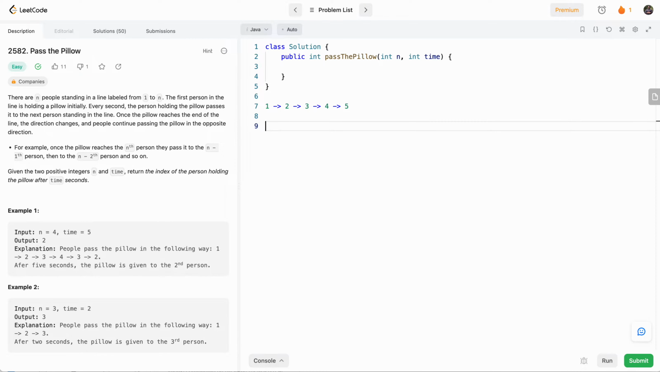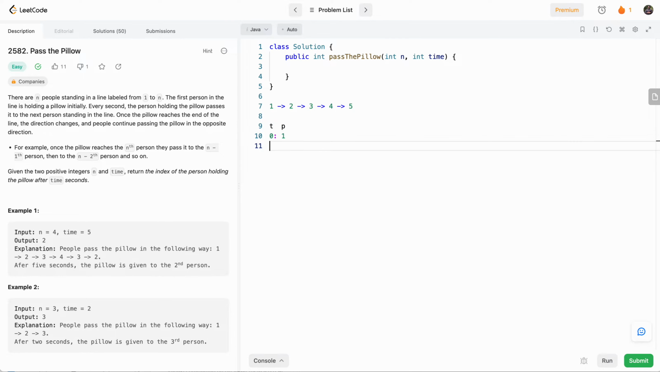To solve this, it's basically just going to be some division and modulo operations, but we just need to be careful of how we do it because the pillow goes both ways. The simple way to do it is to write out a few examples, then try to find the pattern. For example, at time equals 0, the pillow will be at 1. So this is the time and this will be the pillow position. I'll just fill this out.